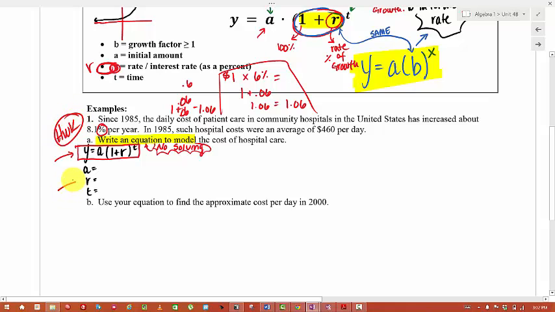And then also on your homework, make sure that you identify each piece of that formula before you begin. So I need to see this at the top of your homework tonight and for most of the rest of this section. Okay, so let's read the problem. It says, since 1985, the daily cost of patient care in community hospitals in the United States has increased about 8.1% per year. Okay, that's our rate.